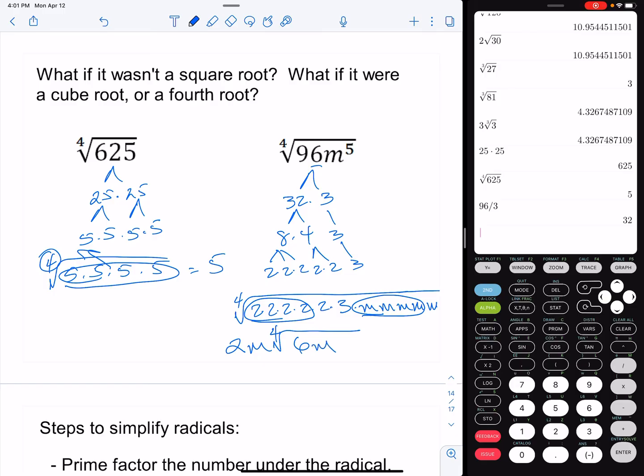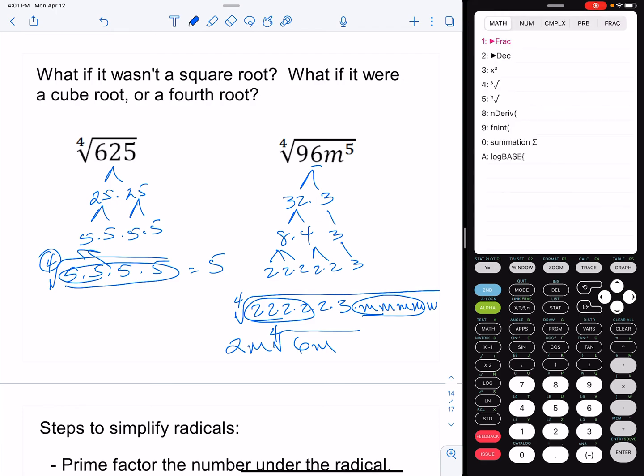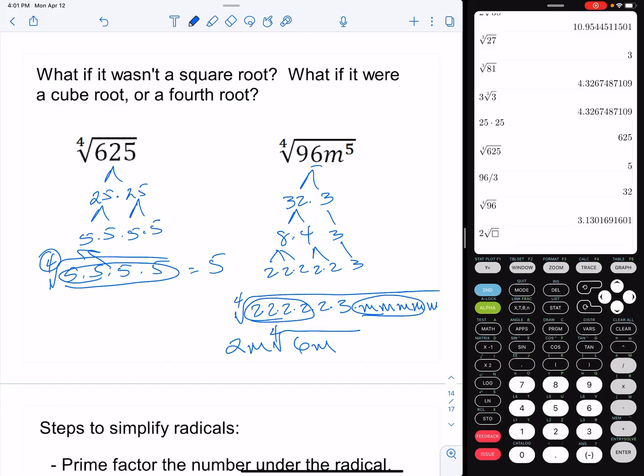So let's see if that actually works. So let's do math 5. We'll type in a 4, right arrow key, 96, enter. And then we do the same thing again. But this time we're going to stick a 2 in front. So 2, math, 5, 4, right arrow, 6, enter, and we get the same answer.